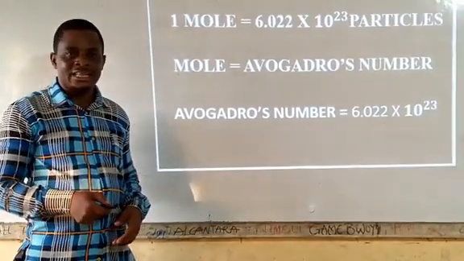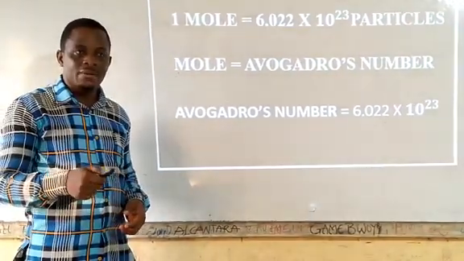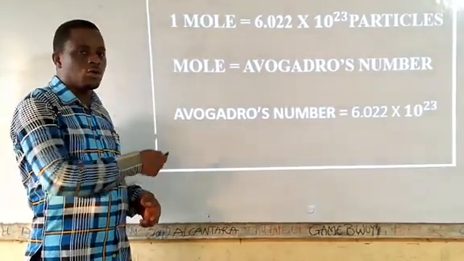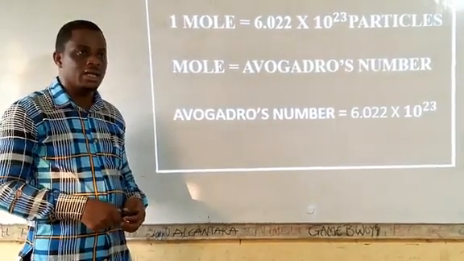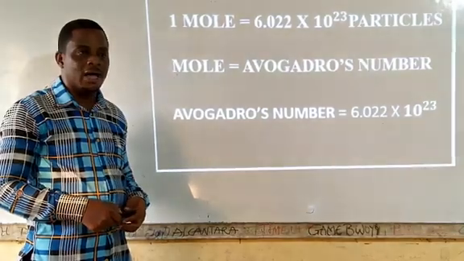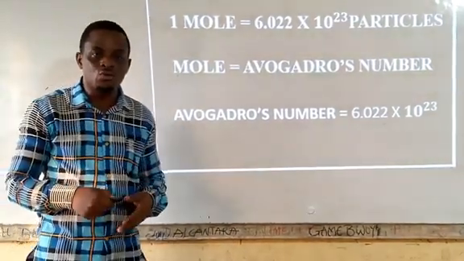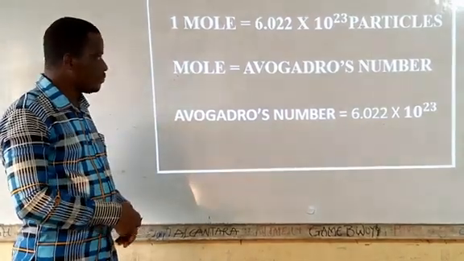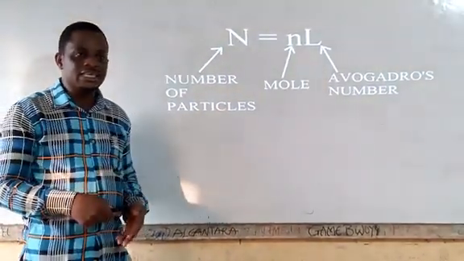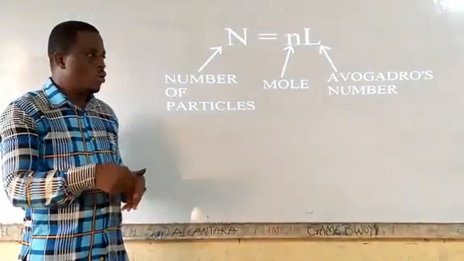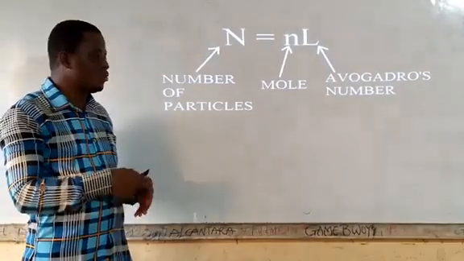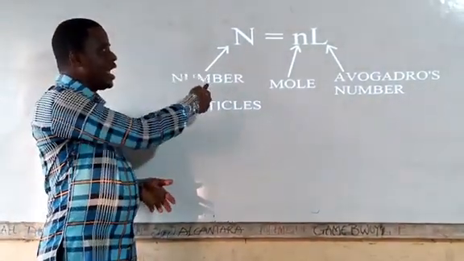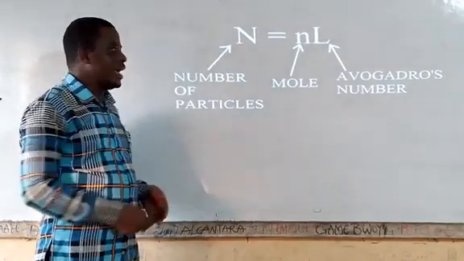There is a scientist behind this study. The name of the scientist is Avogadro. So this mole is also called Avogadro's number. And Avogadro's number is 6.02 times 10^23 particles. There is a relation which can help us to work between the number of particles, mole, and the Avogadro's number. And the relation is N equals n times L.